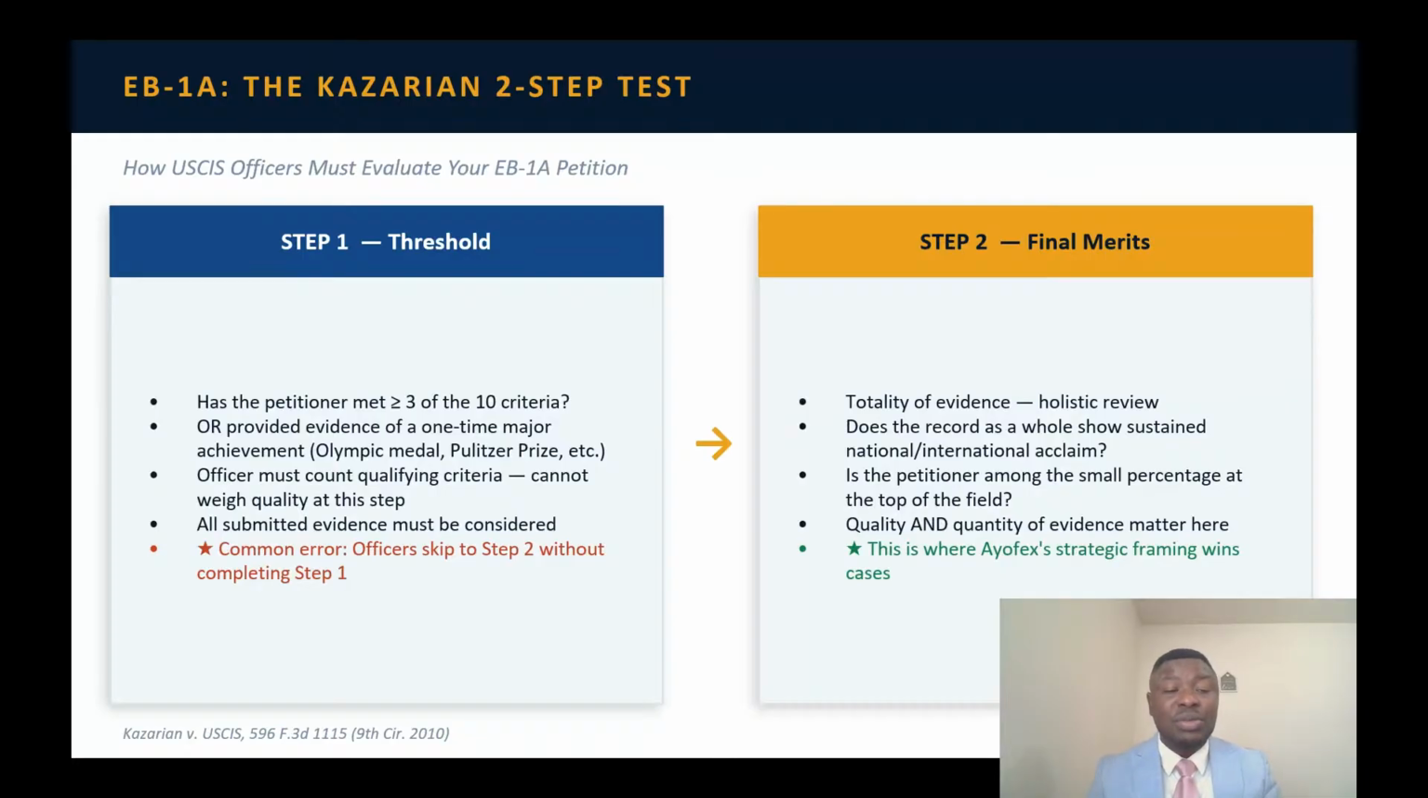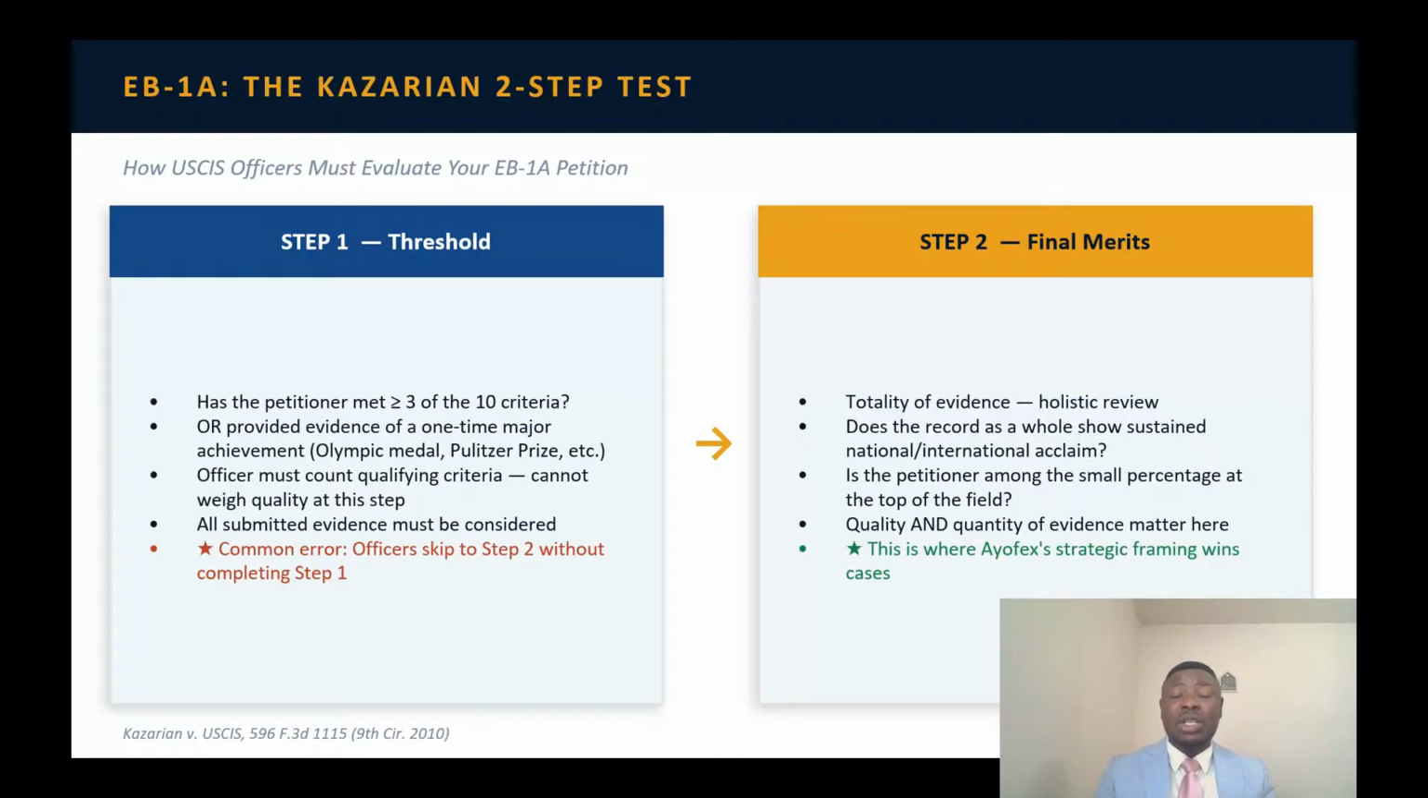So officers must count qualifying criteria. At this level, they don't weigh the quality, but all the submitted evidence must be considered. The common error that officers make at this level is that they usually skip to the second step without completing the first step. So what happens at the second step?